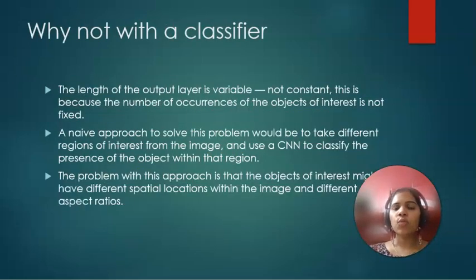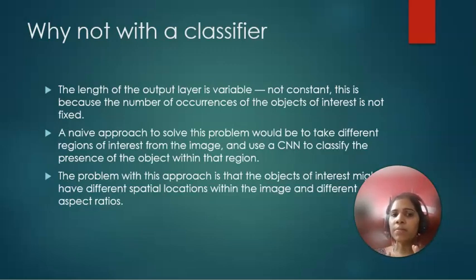Okay. So why can't we use a classifier to detect the object? Why do we require an object detection algorithm separately from a classifier? Due to all these reasons. What are they? The length of the output layer is variable, not constant. Why? Because the number of occurrences of the objects of interest is not fixed. In the image, there may be several objects of interest.